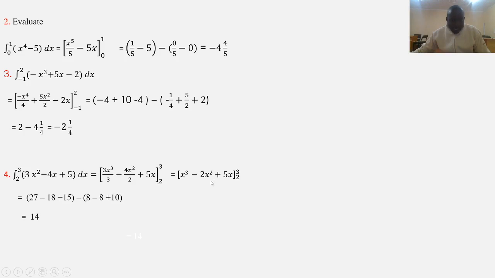Then we minus the lower limit, substituting the lower limit, which is 2 to the power 3, which is 8, then minus 2 squared, which is 4, times 2, 8, minus 8 plus 2 times 5, which is 10. 8 minus 8 is 0. This becomes positive 10. When you work this out, we shall have 27 minus 18. Then what we get here, we minus 10, you will get 14. So if you integrate this with respect to the limits given, you shall find 14.